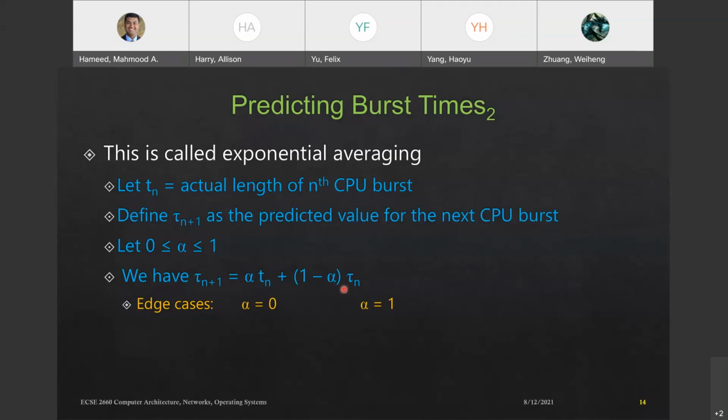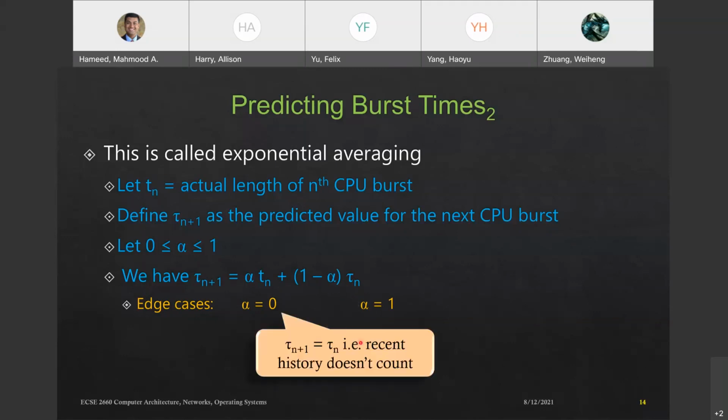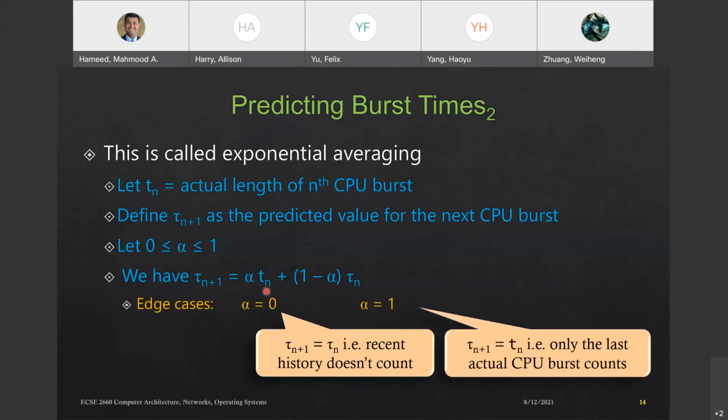So that's bad. The other edge case is what? Recent history is not counting at all. New predicted is the same as previous predicted. So that's bad there. Alpha is 1 is your other edge case. When alpha is 1, your predicted value is totally dependent on the actual previous measured. It is not dependent on any of the previously predicted value at all. Only the last actual CPU burst counts. Nothing before that will count because we are ignoring the previously predicted.